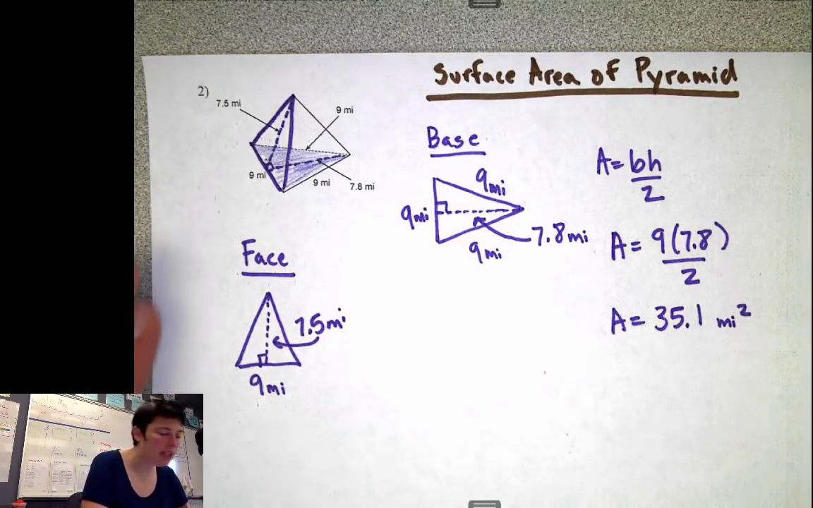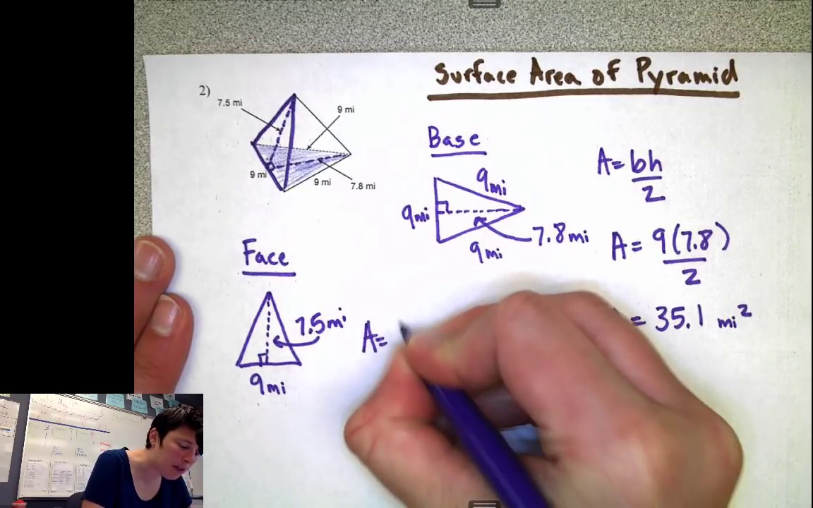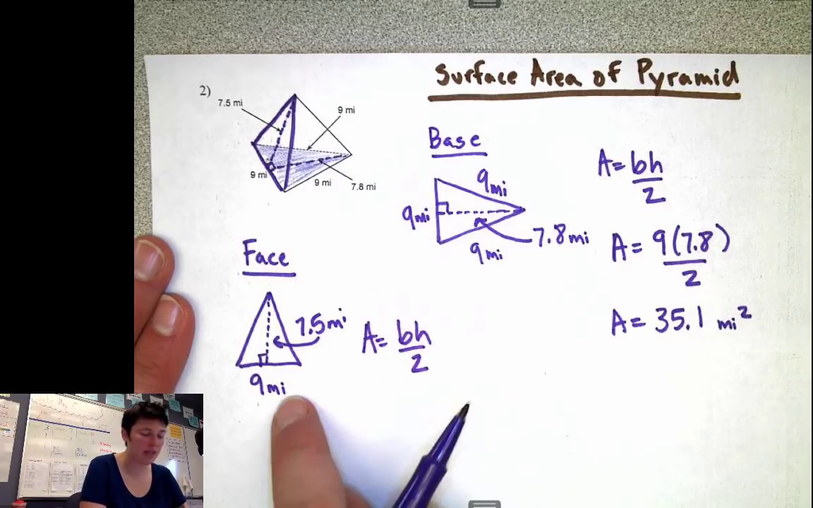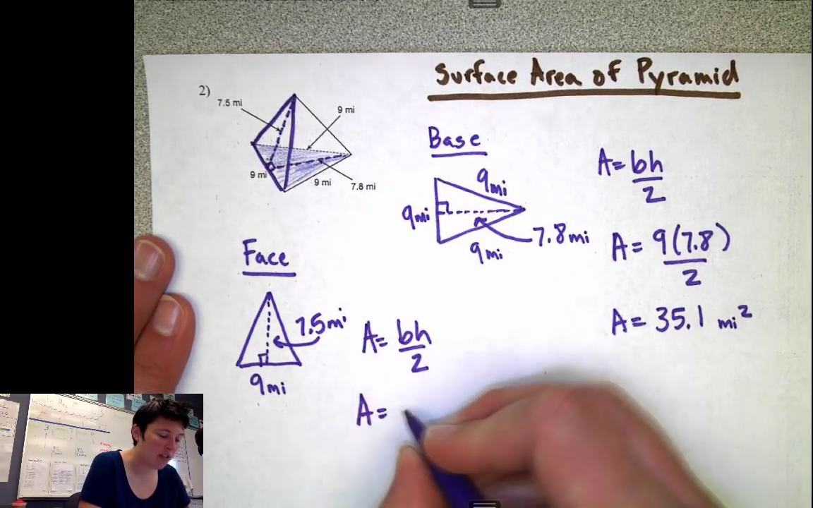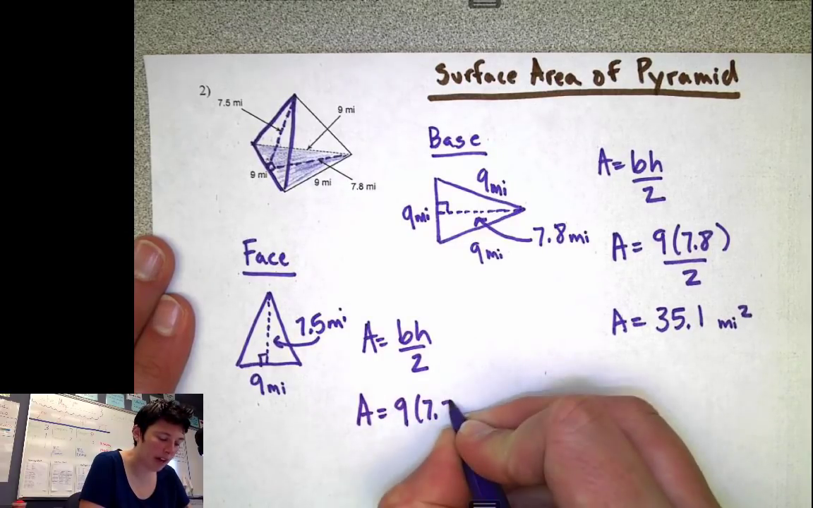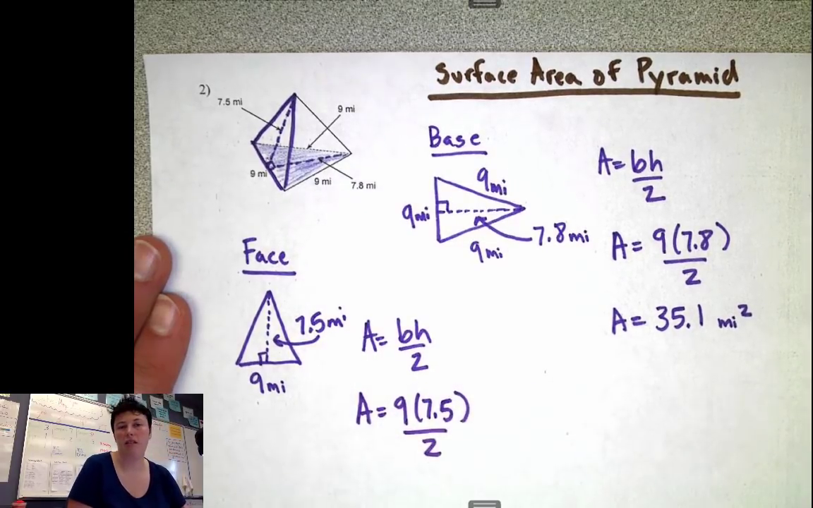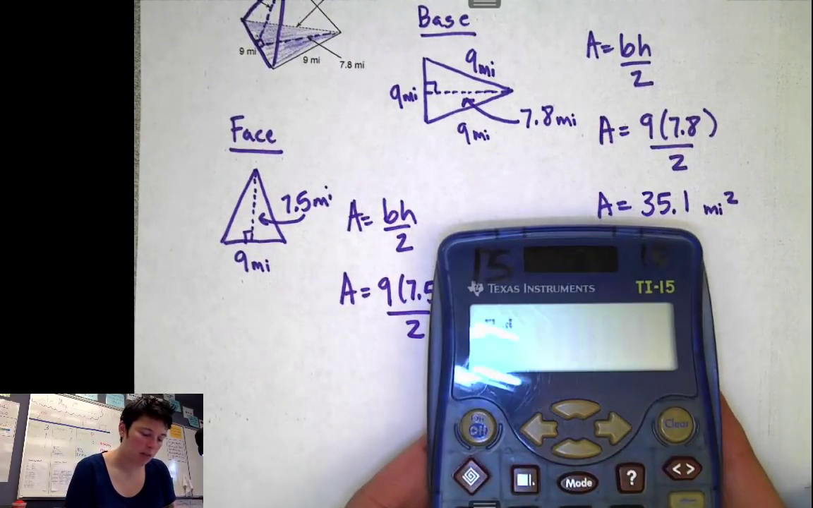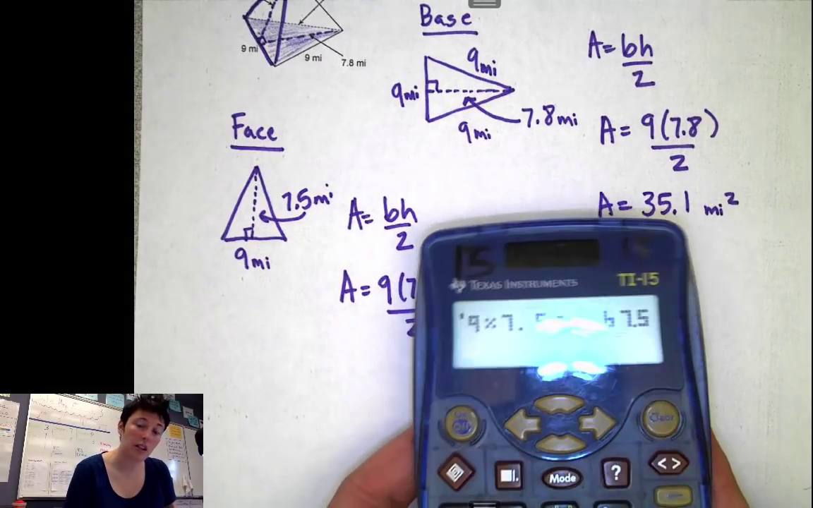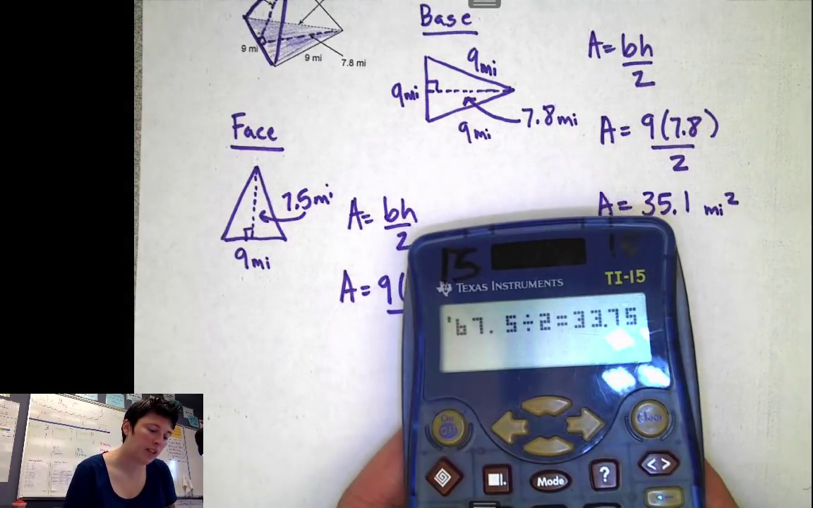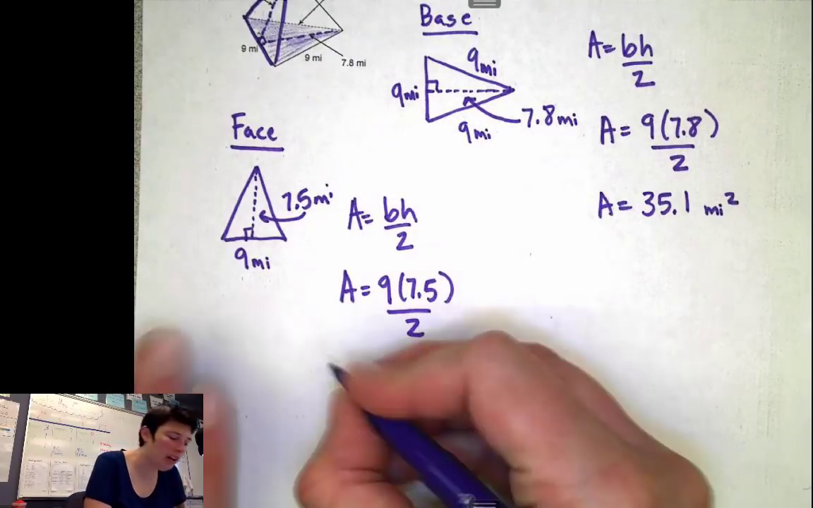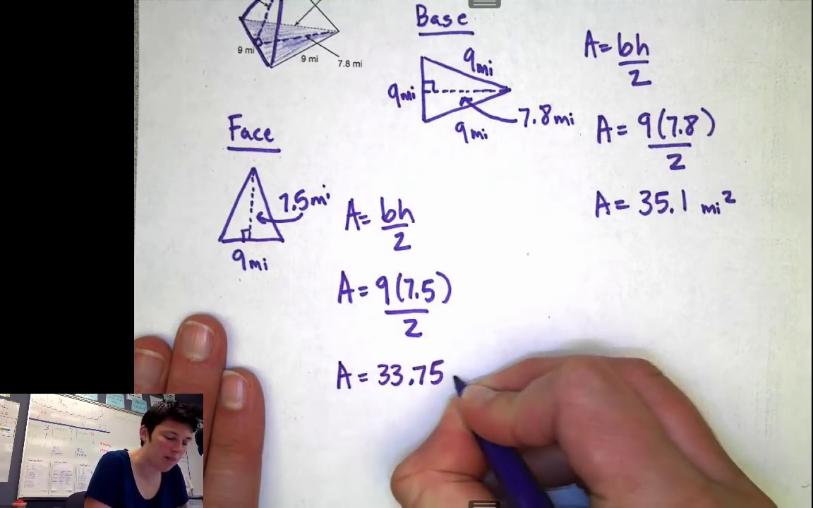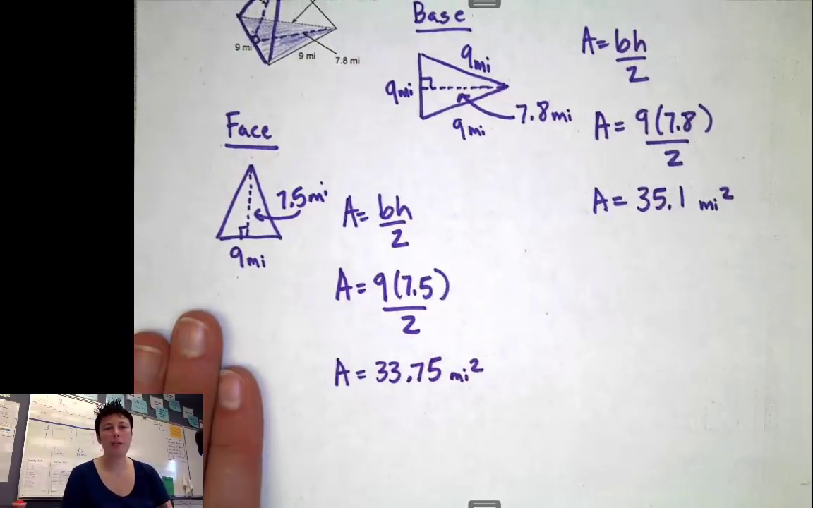So let's find the area of this triangle. Let's write area equals base times height divided by 2. I see the base and the height. They're pretty much obvious at this point, 9 and 7.5. So my area is going to be 9 times 7.5 divided by 2. And again, I'm going to use my calculator. So let's see, 9 times 7.5 is 67.5, divided by 2 is 33.75. So my area is equal to 33.75 miles squared, technically, and that's my face.